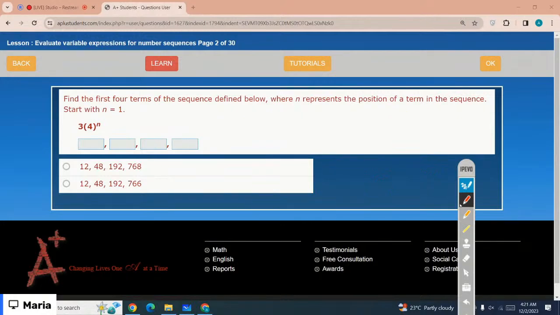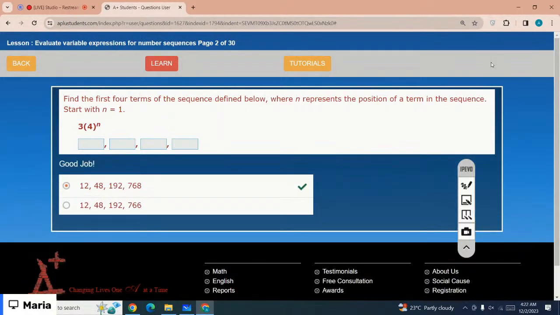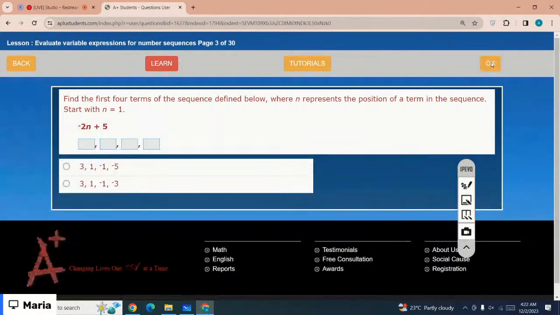Okay, for the next one, use your notebook and pencil, evaluate the terms, and write the answer in the chat box. Find the first four terms in the sequence defined below, where n represents the position of a term in the sequence. Start with n equals 1. So, which is the correct option? Evaluate the terms on your notebook, then write the correct option in the chat box.